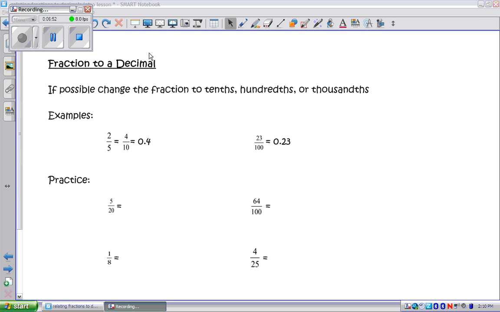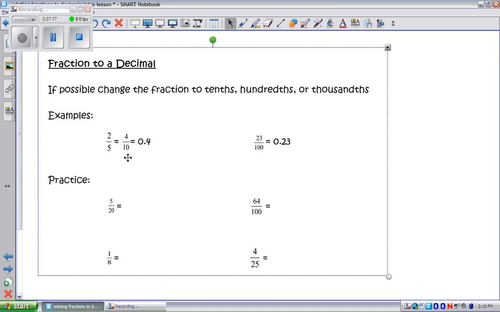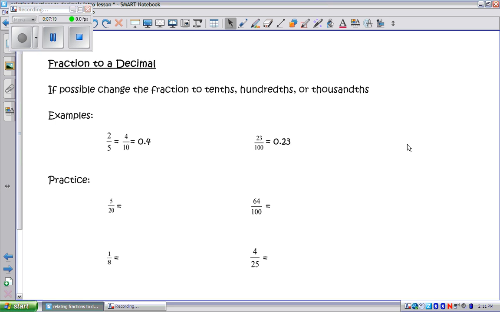Okay, so that was decimals to fractions. How about fractions to decimals? Well, the easiest way to do this is, if possible, you want to change the fraction to tenths, hundredths, or thousandths in the denominator. So for example, 2/5 I can change into tenths by simply multiplying both the numerator and the denominator by 2. So 1, which is equal to 2 over 2. So 2/5 becomes 4/10. And again, you're going in the reverse direction of what we just did.